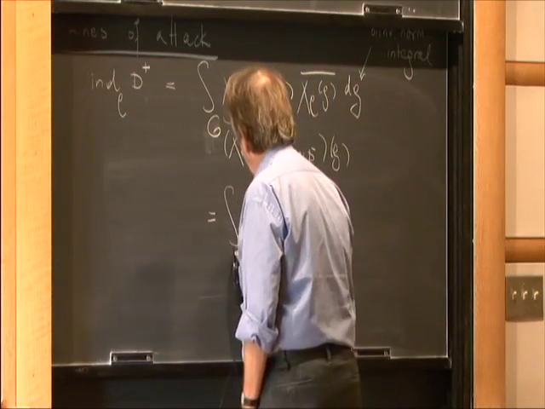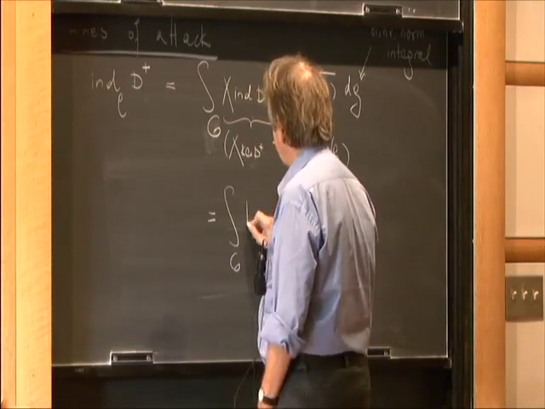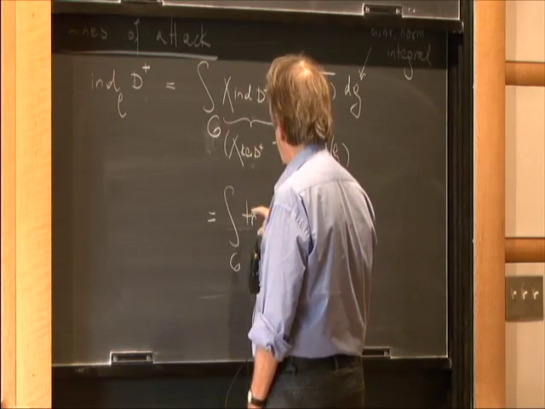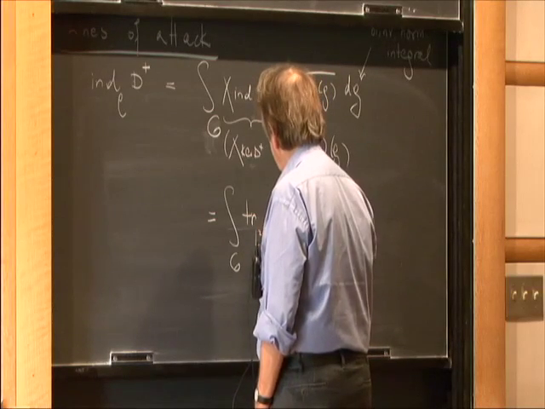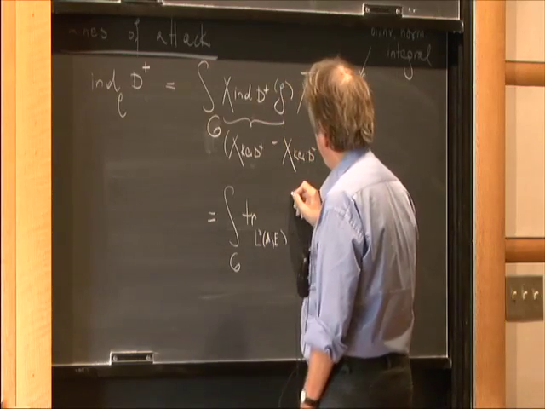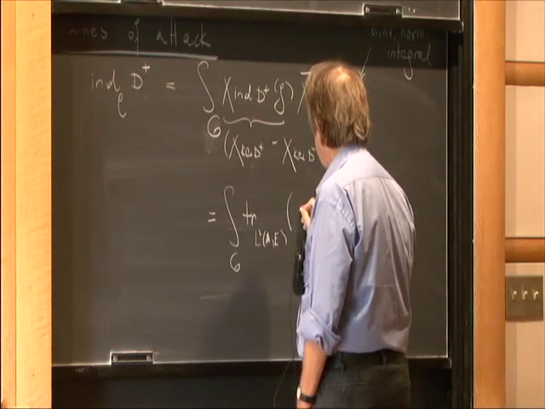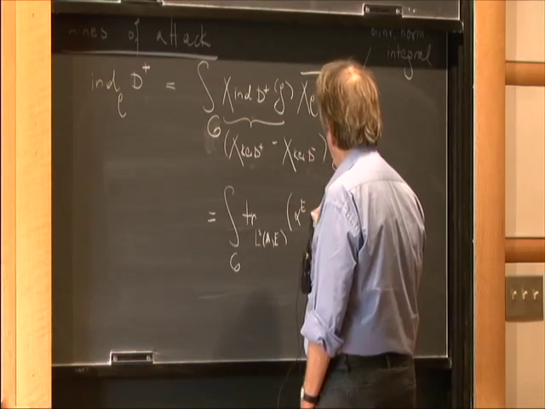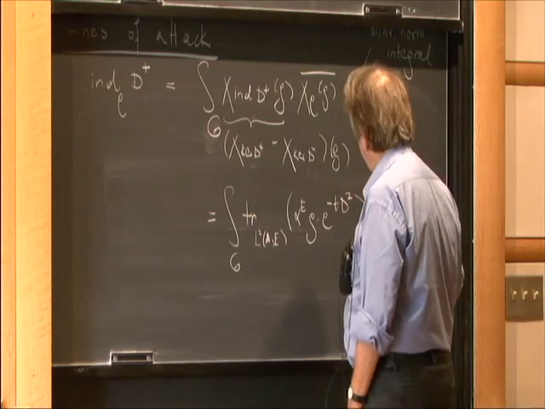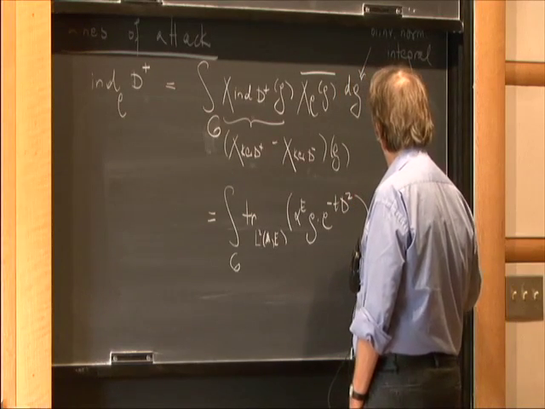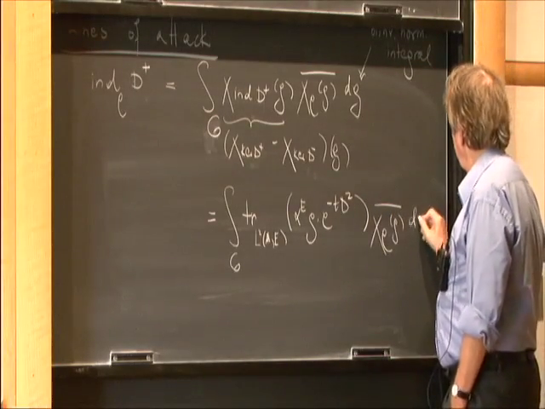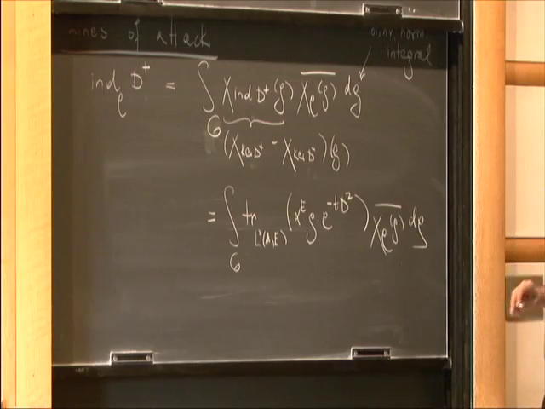And so this was invented by McKean and Singer, that you can write this as a trace over the space L2 of M, E. So you put in here, to get the minus sign, the involution, the action of G, and you multiply this by the heat kernel, or the heat operator generated by D, and integrate. Why is this?